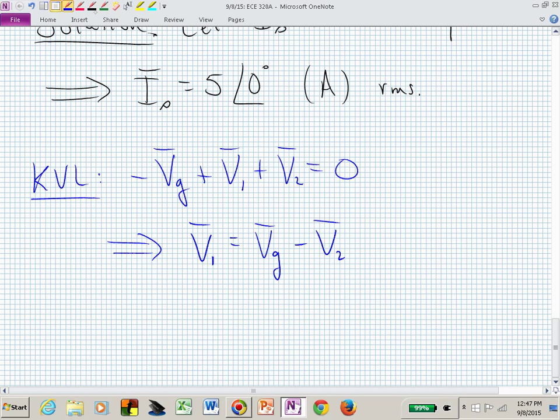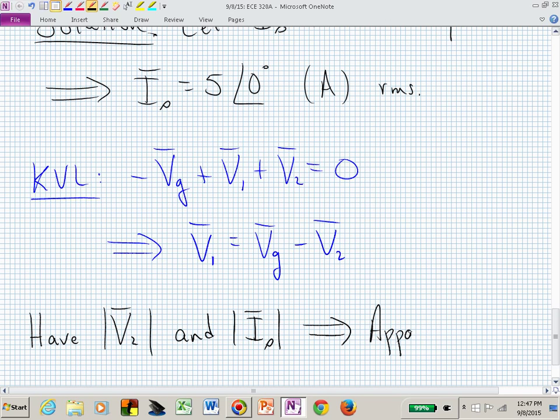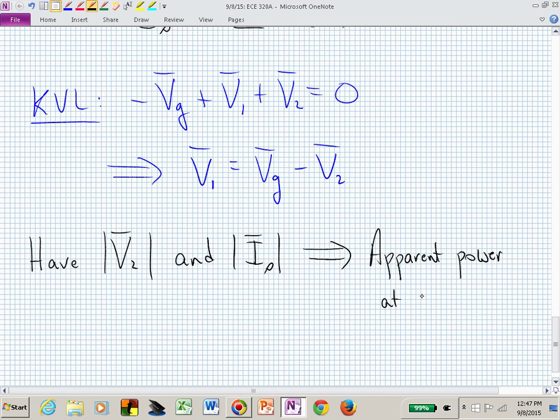What was I given? Or what do I have available? I was given the magnitude of V sub 2, and I know the magnitude of the current going through all of my circuit elements. If I now have the magnitude of those two for load two, what kind of power can I actually produce from those two values? Now you're seeing the hypotenuse, aren't you? This is the apparent power. You can now obtain the apparent power from those two values.